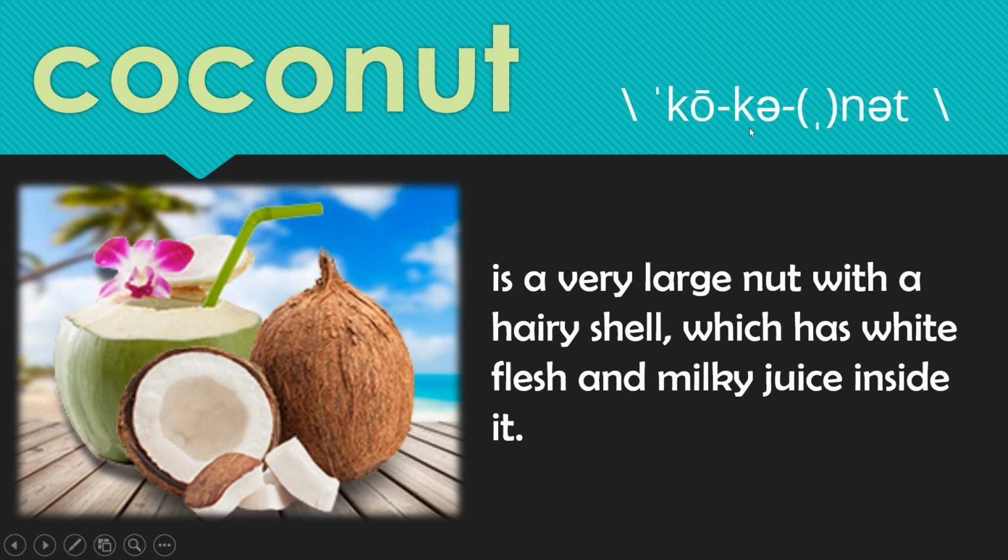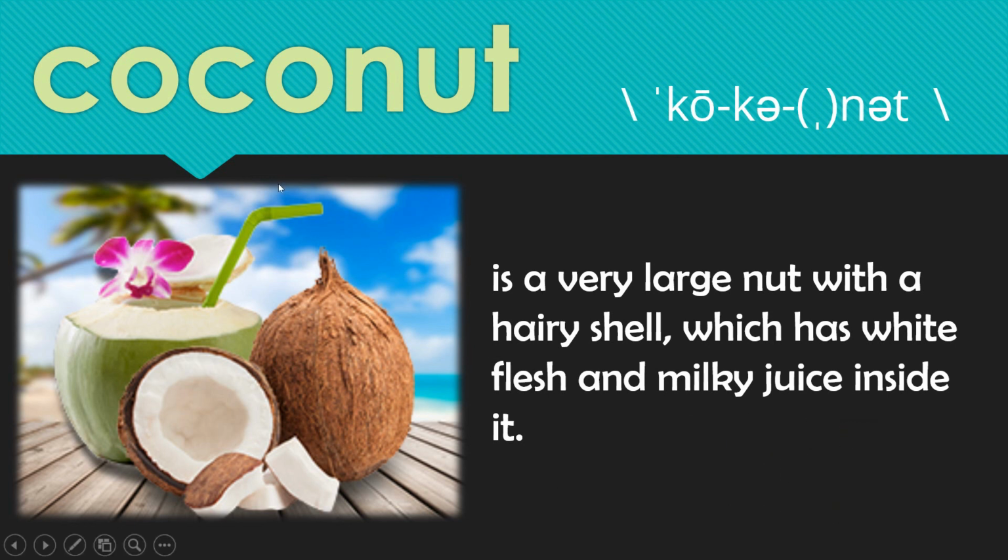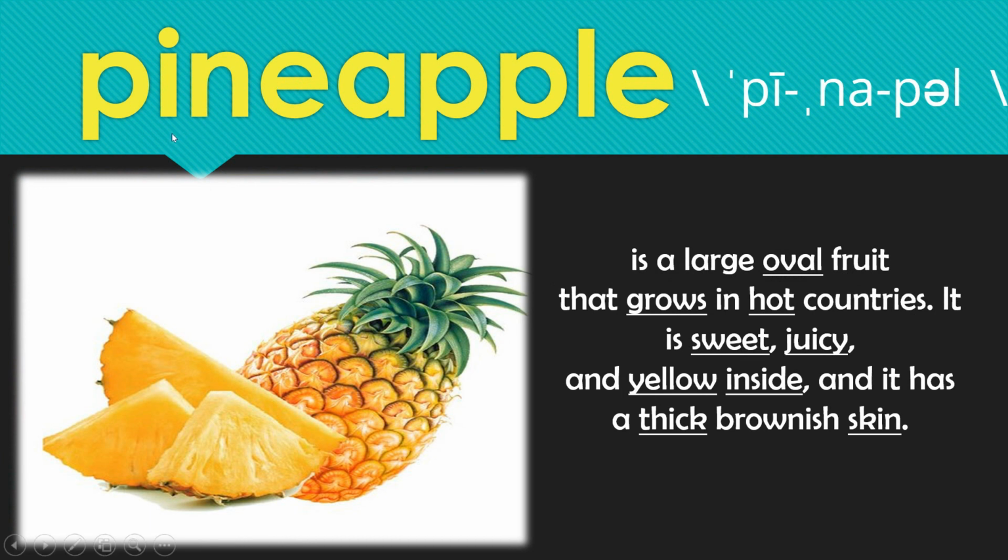Next word is coconut. Okay, so this is how you are going to pronounce it. Coconut. Alright, so everybody, what is coconut? Coconut is a very large nut with a hairy shell which has white flesh and milky juice inside. So this is large and it has a hairy shell, and then white flesh and the juice inside. That is coconut. Everybody, coconut. Spell the word coconut. C-O-C-O-N-U-T. Coconut.